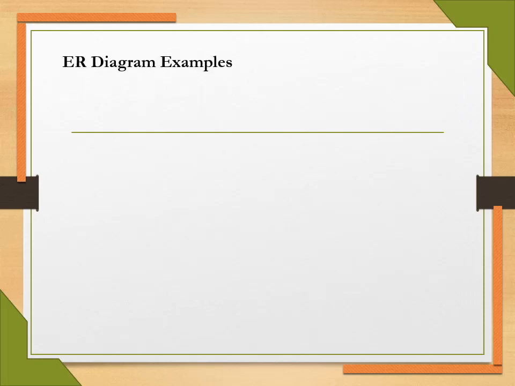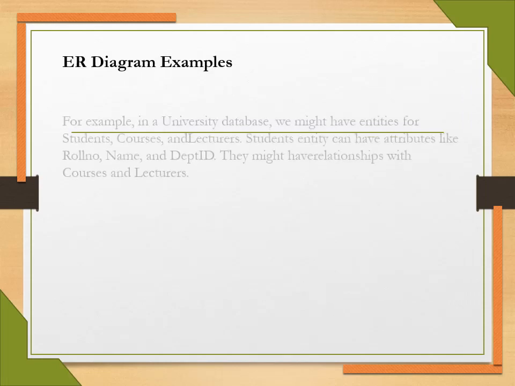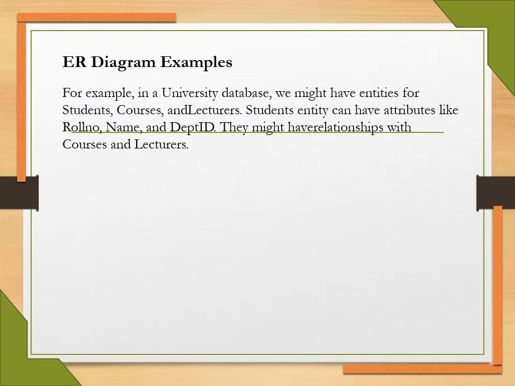This is an example of an ER diagram. For example, in a university database, we might have entities for student, course, and lecturers. Student entity can have attributes like roll, name, and department ID. They might have relationships with courses and lecturers.